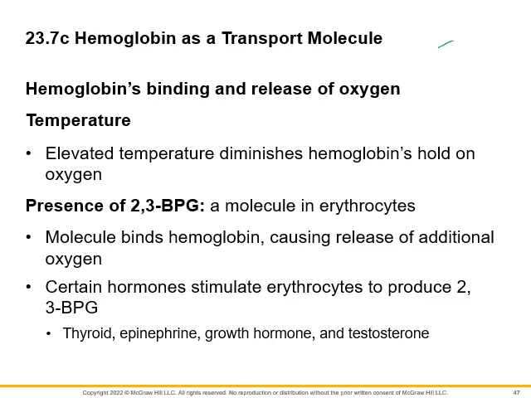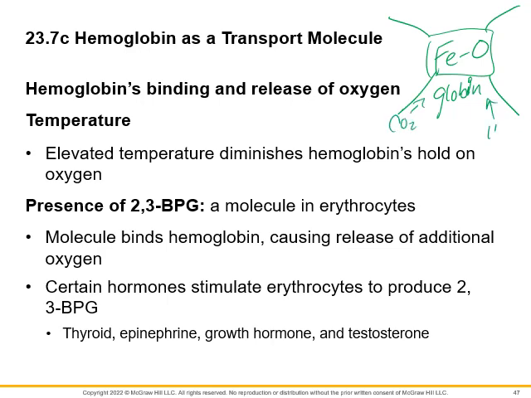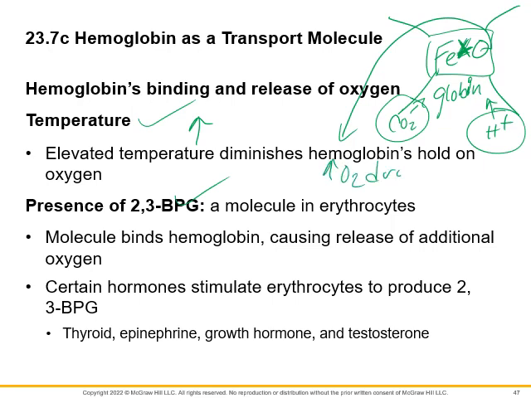So in addition to, I'm going to draw this back up here, we've got our iron group, that's where our oxygen is bound, and then we've got the globin proteins where we could have CO2 binding or we could have hydrogen ions binding, right? So in addition to carbon dioxide and hydrogen binding to the hemoglobin, there are other factors that can cause oxygen to be released. So if your temperature increases, this hold on oxygen diminishes. So this hold here, and more oxygen increases oxygen drop off.